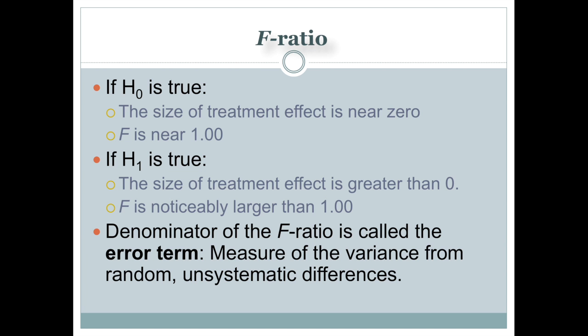Okay, so the F ratio. If the null hypothesis is true, the size of the treatment effect is near zero, and F, our symbol for ANOVA, is near 1. The alternative hypothesis would then be that the size of the treatment effect is greater than 0, and F is noticeably larger than 1. It's not going to be like 1.1, it's going to be like 13 or 47. It's going to be noticeably larger than 1. The denominator, the bottom part of that F ratio, is called the error term, and again, it's trying to measure the variance from these random, unsystematic differences.